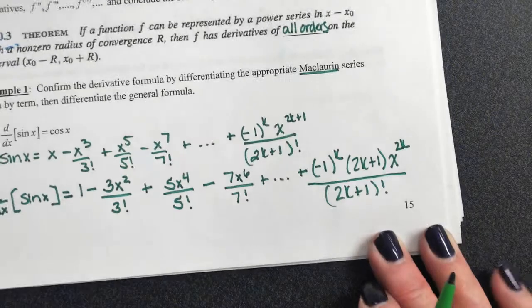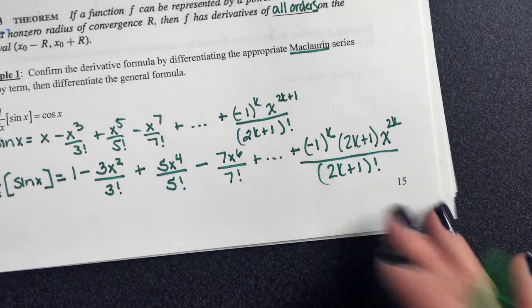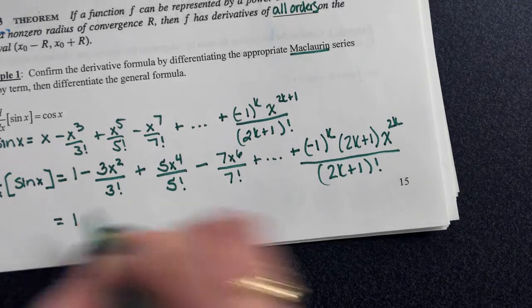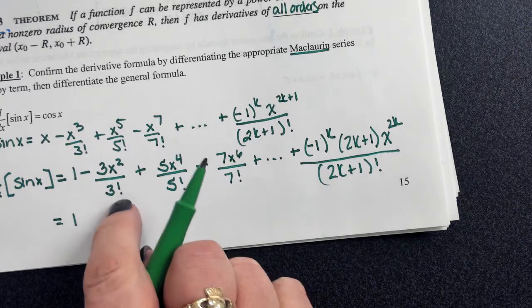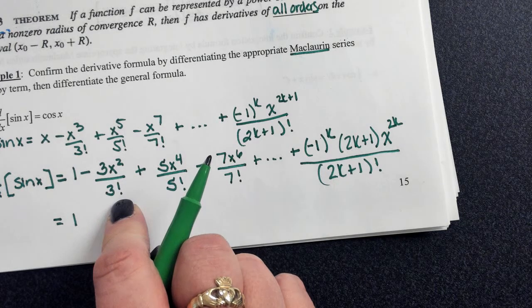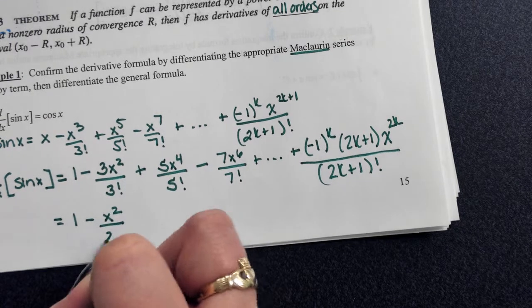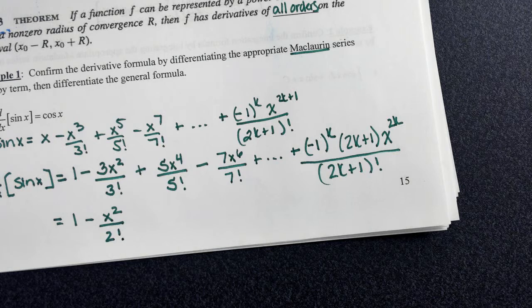So any questions on how I differentiated this particular Maclaurin series? Now when I simplify this, I have 1. What is 3x squared divided by 3 factorial going to simplify down to? X squared over what? 2 factorial. Because I know 3 factorial is 3 times 2 times 1. So I know that 3 divided by 3 factorial will just simplify down to x squared over 2 factorial.